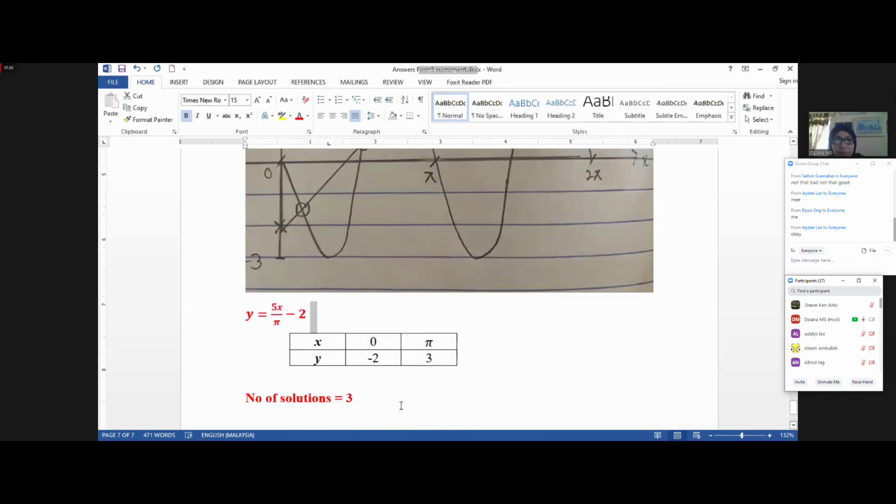The number of solutions is 3. So 1 mark for the correct equation, 1 mark for the correct line, and 1 mark for the correct number of solutions. If let's say your line is wrong but your number of solutions is correct, you still cannot get the mark for the number of solutions because your line is wrong. Okay, any question?